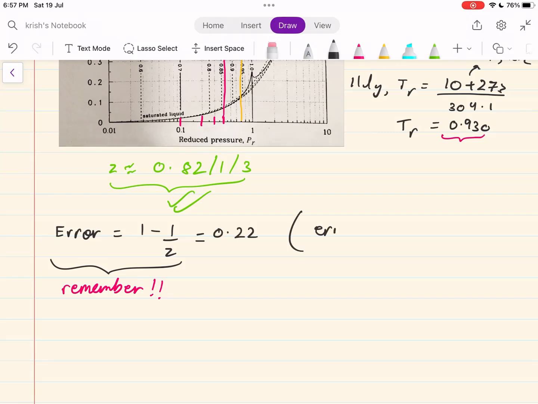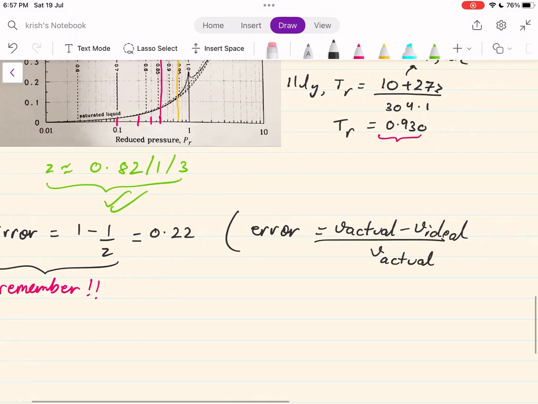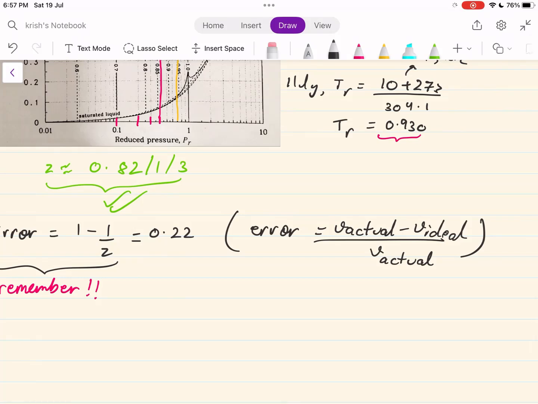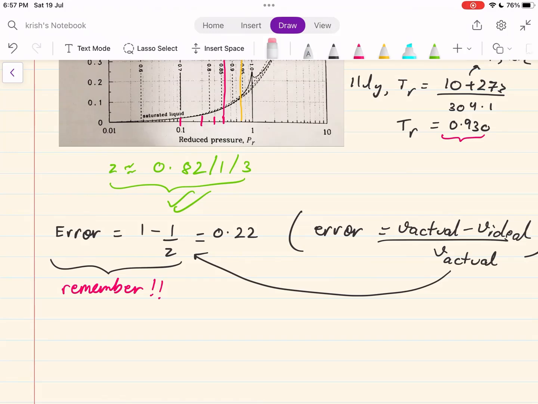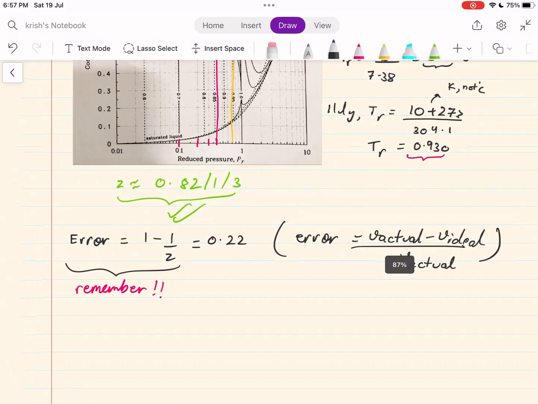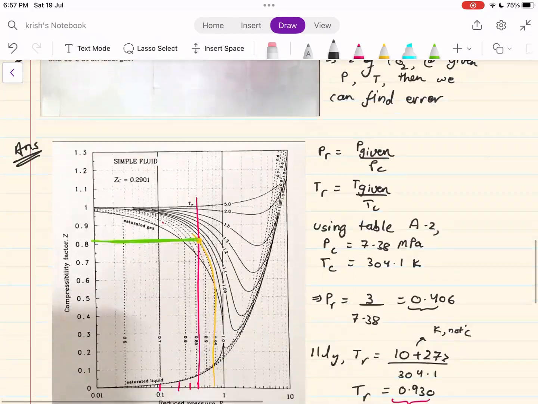Error is also given by V actual minus V ideal by V actual. This formula, 1 minus 1 upon Z, was probably made from this, because this formula makes sense, because this is how you calculate error for any general thing, right? The actual value minus the ideal value upon the actual value, right? So anyways, you can remember both of these formulas because they will be helpful. So that is how we use this table to find the value of Z.